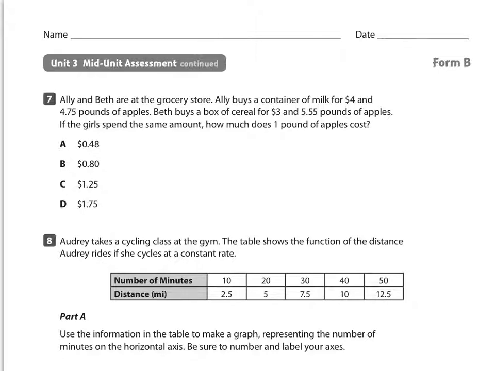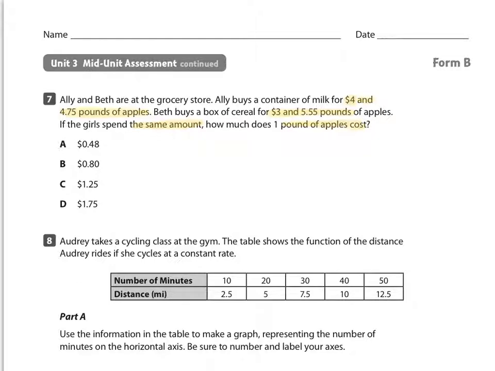So for this problem, we're going to highlight that it's $4 and 4.75 pounds, okay? And the other one is $3 and 5.55 pounds. Now, the key here is that they tell you that they spend the same amount. We are trying to figure out how much 1 pound of apple costs.